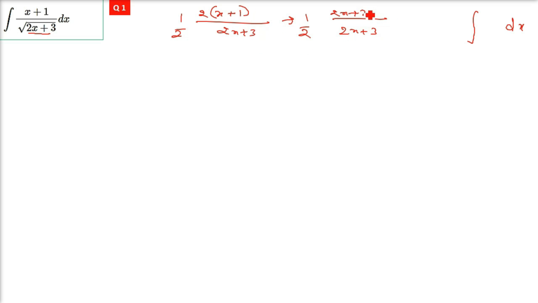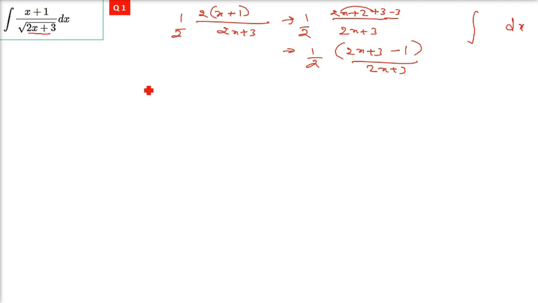But still we have 3 which we want, so we add 3 and subtract 3. So what do we get? We get half times 2x plus 3, just separate it out. Whatever is remaining, 2 minus 3, you can write it as -1 after it. The denominator 2x plus 3 remains like this.